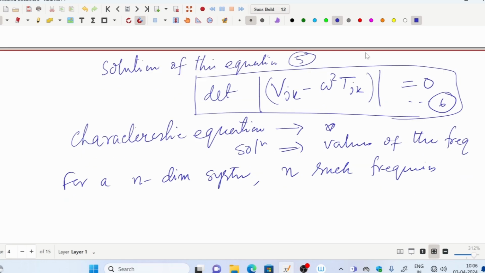In the next class we will consider an explicit example and understand all this general formulation I derived in this class. So, in the next lecture we will consider the explicit example of a two-dimensional system, a problem well known to you, and we will calculate these omegas explicitly. Okay. Bye for now.